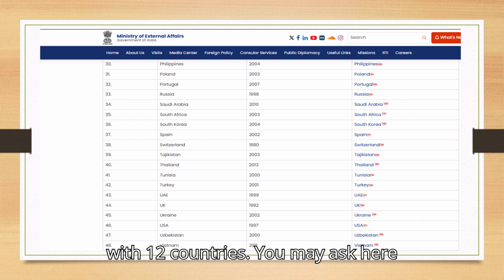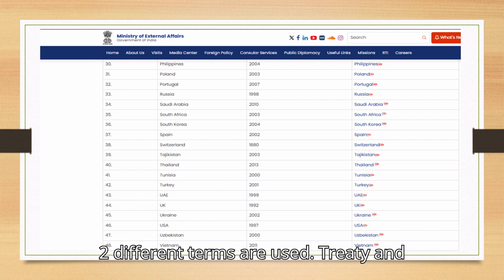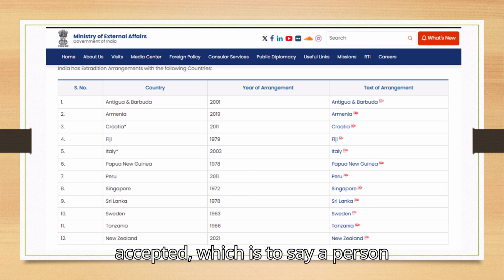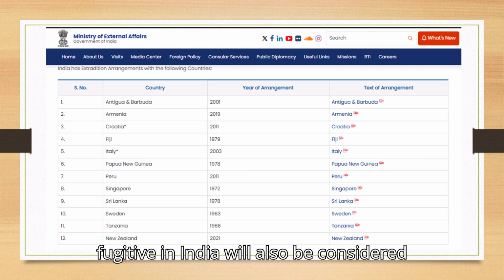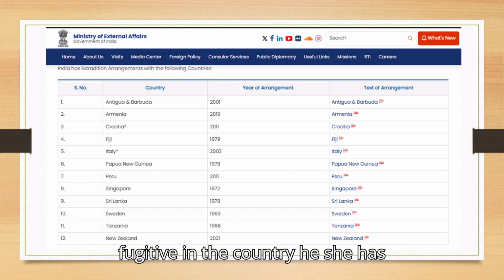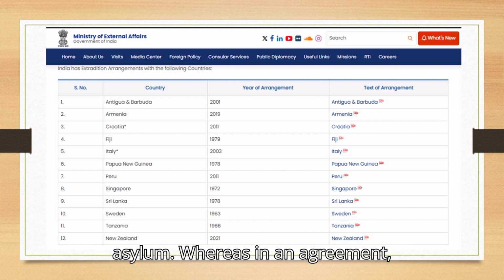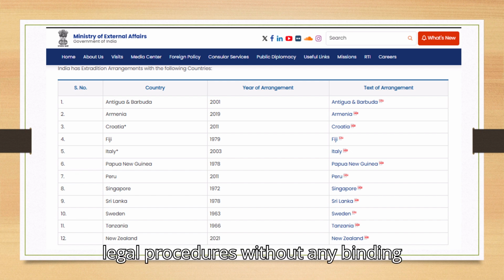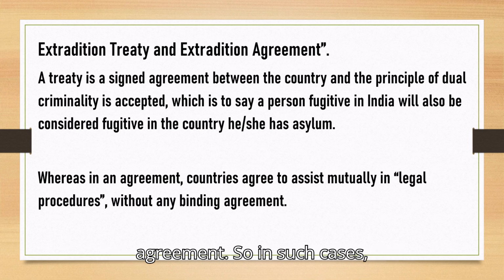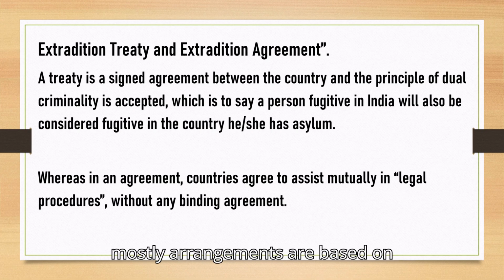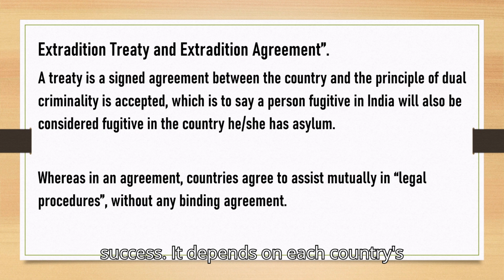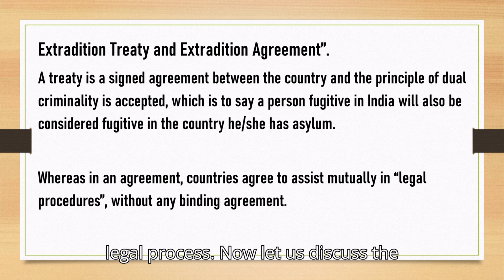You may ask, here two different terms are used: treaty and agreement. A treaty is a signed agreement between countries, and the principle of dual criminality is accepted, which is to say a person who is a fugitive in India will also be considered a fugitive in the country where he or she has asylum. Whereas in an agreement, countries agree to assist mutually in legal procedures without any binding commitment. So, in such cases, mostly arrangements are based on diplomatic reciprocity. However, having a treaty doesn't guarantee success. It depends on each country's legal process.